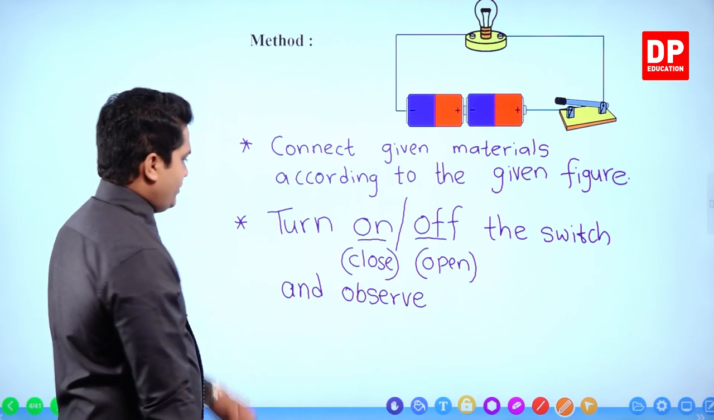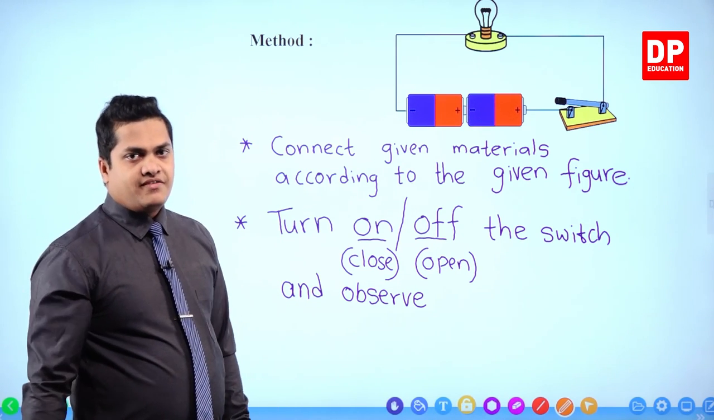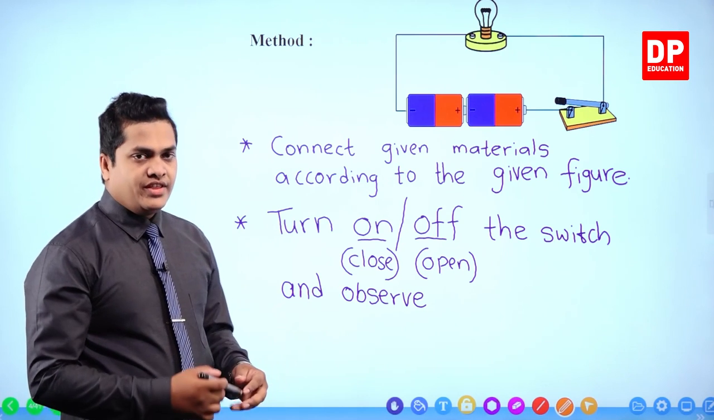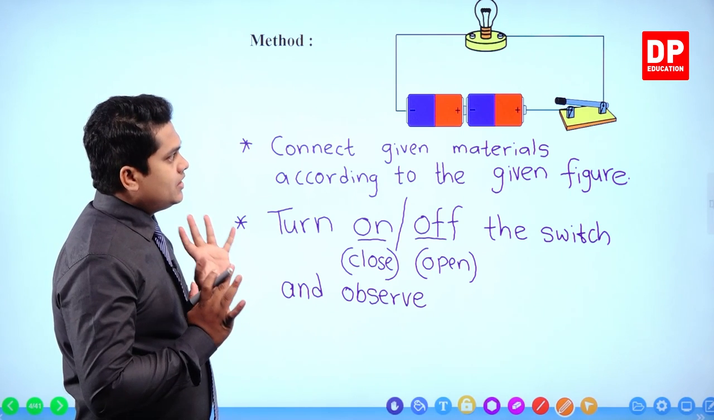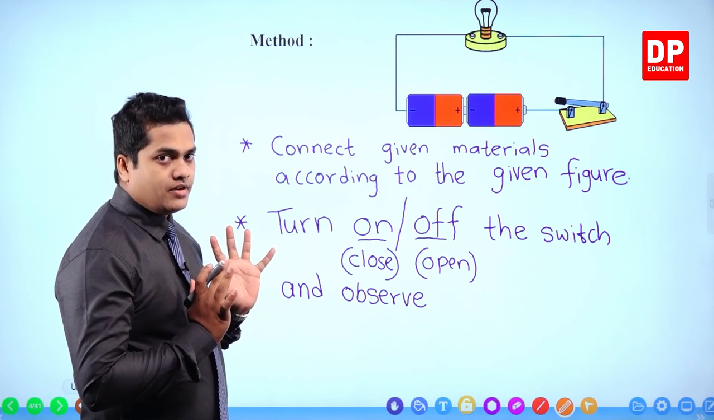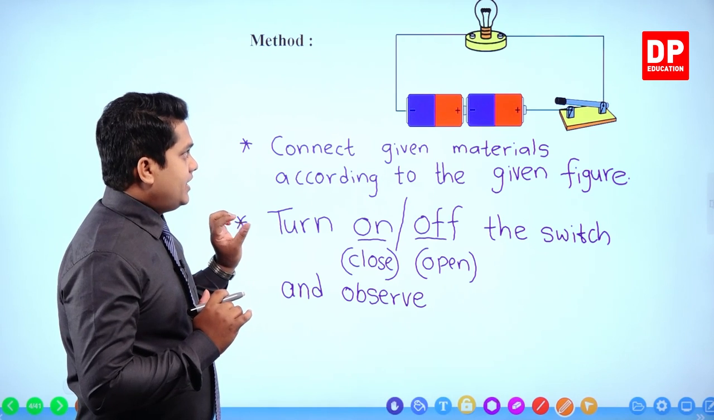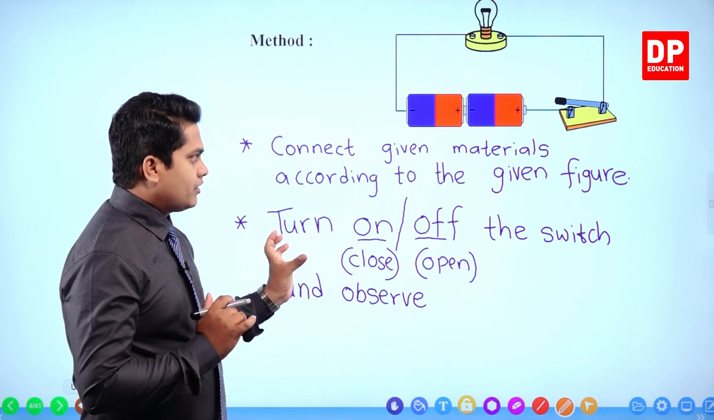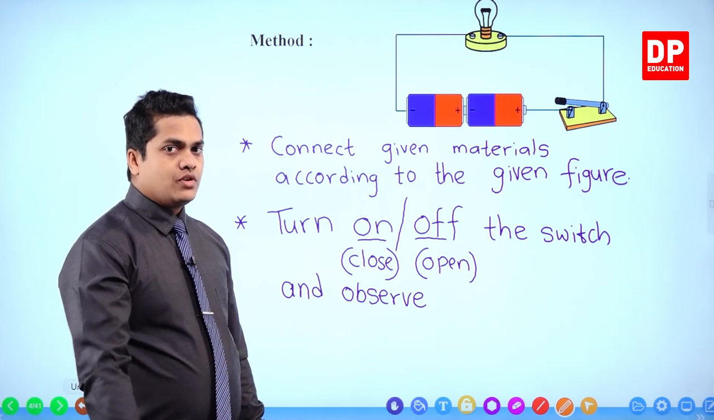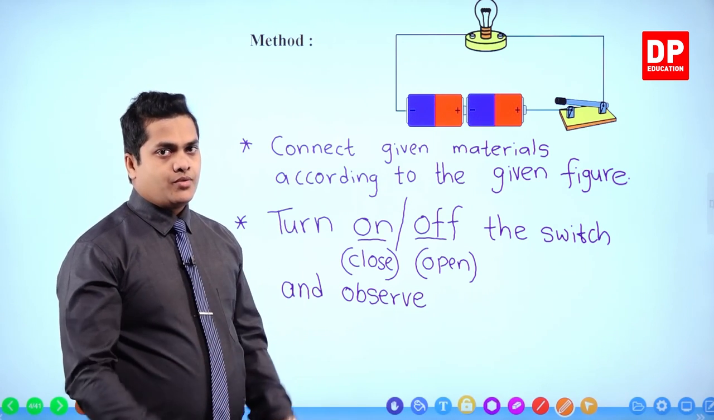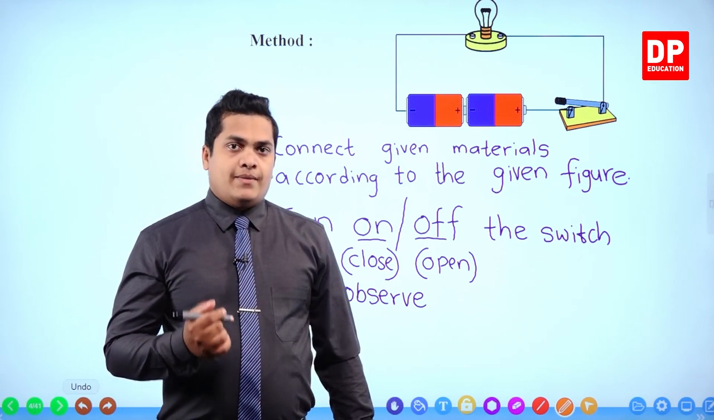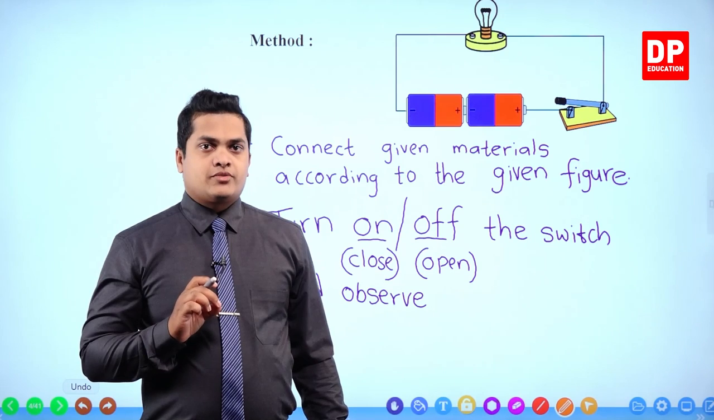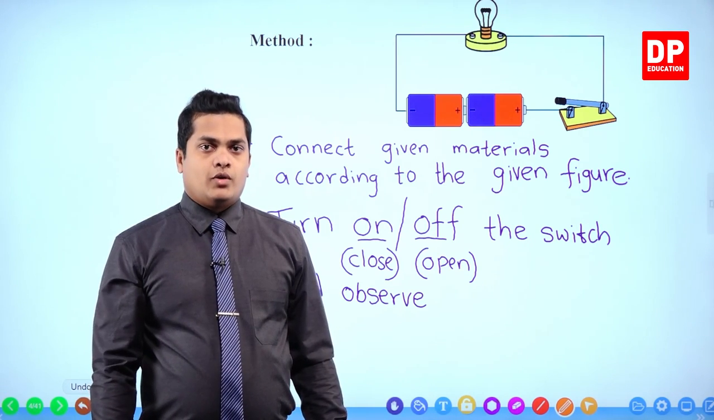Right? You don't need to write down that thing because just observing is enough. So this is the way of doing the experiment. What's the method? We just need to connect the given materials according to the figure given, like this. Then you have to turn on and off, or open or close, the switch. And we need to observe what's going to happen to our electric bulb. Okay. So let's move on to the lab and we'll conduct this experiment and we'll write down our observations and conclusions. Right, my dear children.